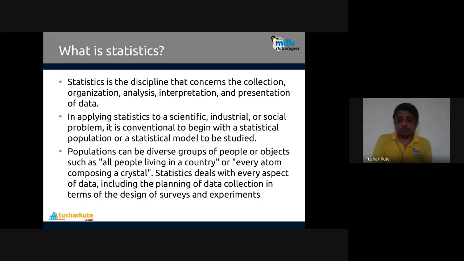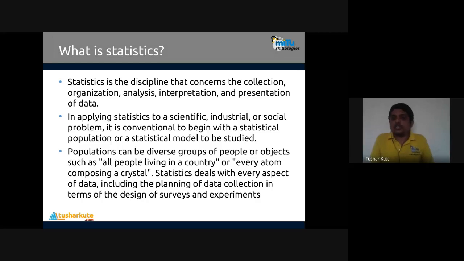Population can be a diverse group of people or objects, such as all people living in a country. So the term population will come up multiple times in statistics, and in the probability study also. But what's the meaning of it? We can think of the population of a country, all people living in a country, or every atom composing a crystal. All means they are having a common property. They are part of a common thing, and that is called a population.